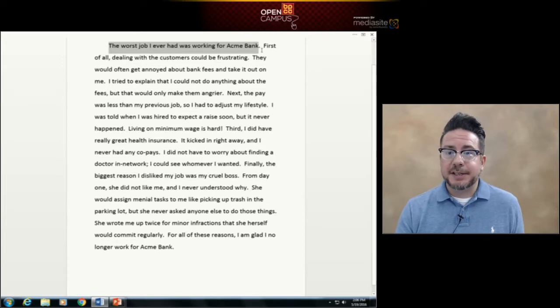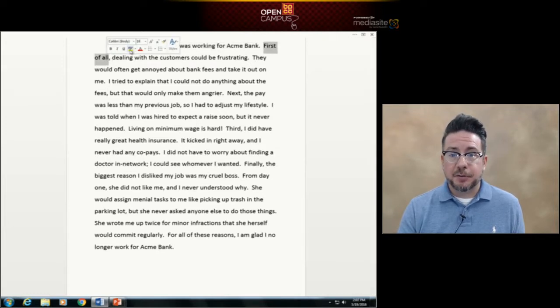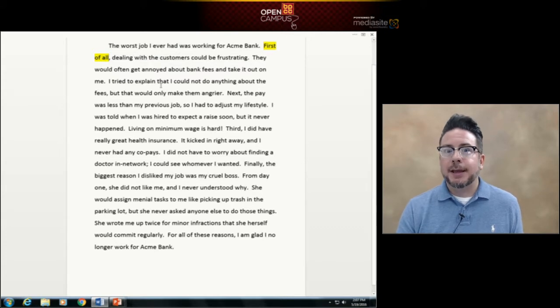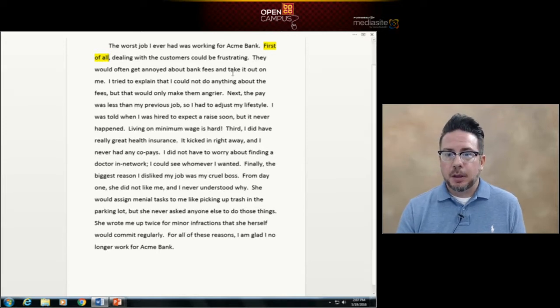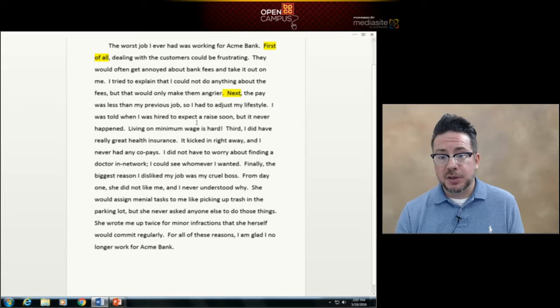Well, hopefully you noticed these transition words that we have throughout the whole paragraph, like first of all. That's a transitional phrase that tells your reader, hey, here's a good supporting point. Now, we're going to discuss transition words in a little more detail later on in the module. But let's see if you can find another one. We have next. Our first point was that dealing with the customers could be frustrating, and we have some specific examples of that. Then we have this next point is that the pay was only minimum wage, and that wasn't enough.